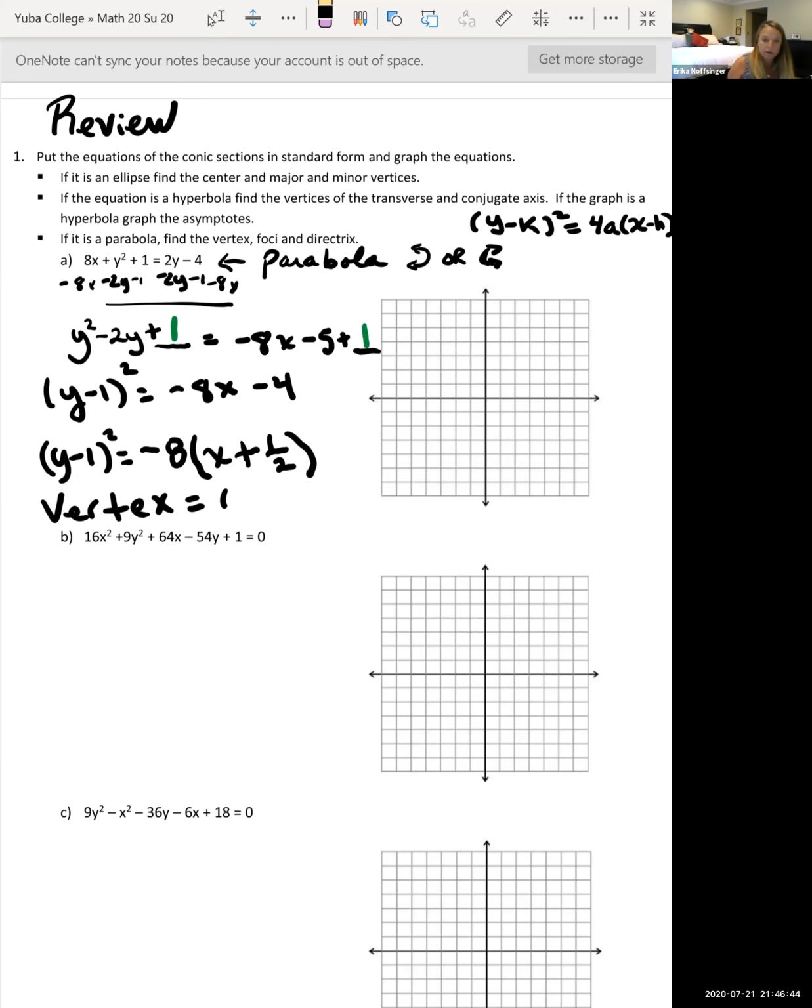So it's in the form of (h, k). h is always with the x value, opposite sign. So this is going to be negative 1/2. And k is always with the y value, and so in this case, it's 1. So negative 1/2, 1. If we did that, that would be about right here.